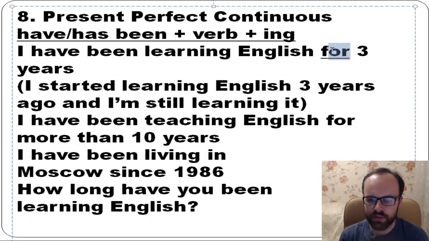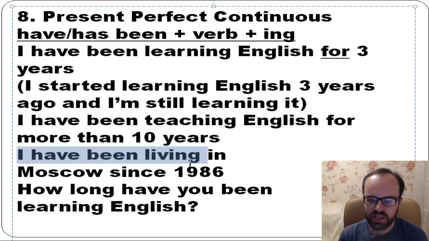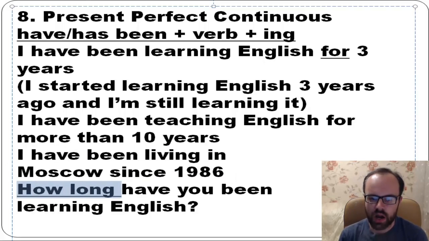And you often use for with this tense. Next, I have been teaching English for more than 10 years. That's true. So it means that I started teaching English 10 years ago and I'm still doing it. I have been living in Moscow since 1986. Right. And we also use this tense if we have how long in questions. So how long have you been learning English?